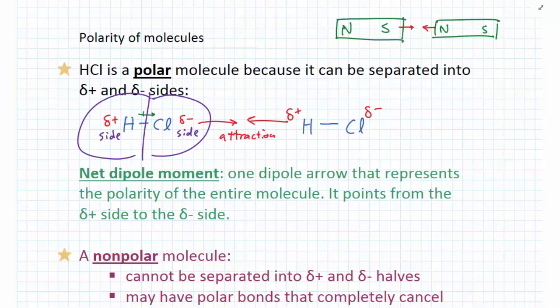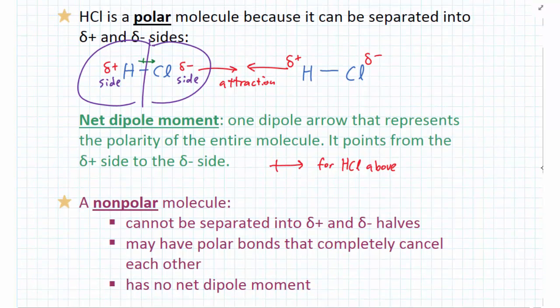A net dipole moment is just one arrow that represents the polarity of that whole molecule. So depending on how we draw it, right, for this HCl above, it points from the plus side to the minus side, going in that same direction. Okay? That's going to be more important in a second when we have multiple arrows in the molecule. Okay? But if we got just one arrow, that's a polar molecule. The net dipole moment is just pointing that same direction. Okay? It's just pointing in the direction of the negative side of the molecule that you've drawn.